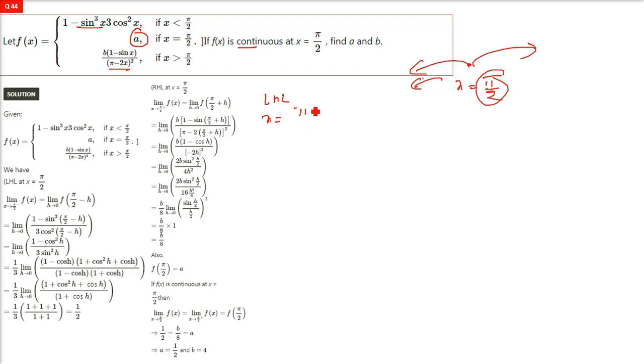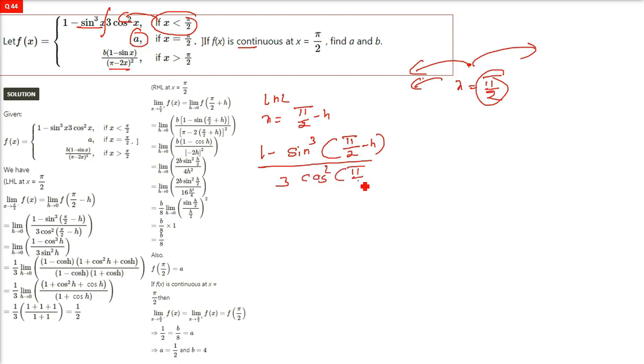Pi by 2 minus h it is. And which function are we going to use? 1 minus sine cube x divided by 3 cos square x. So 1 minus sine cube pi by 2 minus h, and in the denominator we get 3 cos square pi by 2 minus h.